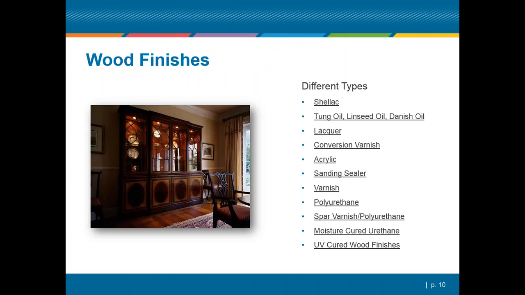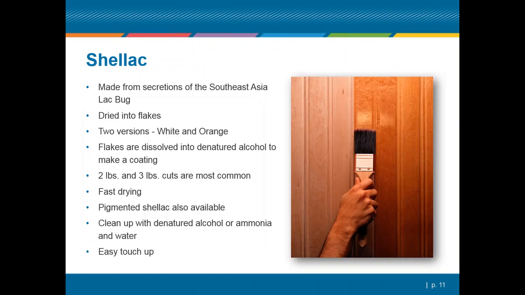So with different kinds of wood finishes, we've talked about the stain aspect of things and a little bit about color. Now we're going to talk about these in sequence: shellac, tung oil, linseed oil, Danish oil, lacquer, conversion varnishes, acrylic finishes, and sanding sealers and varnishes. A lot there, but we'll cover this quickly because some of these are similar in nature.